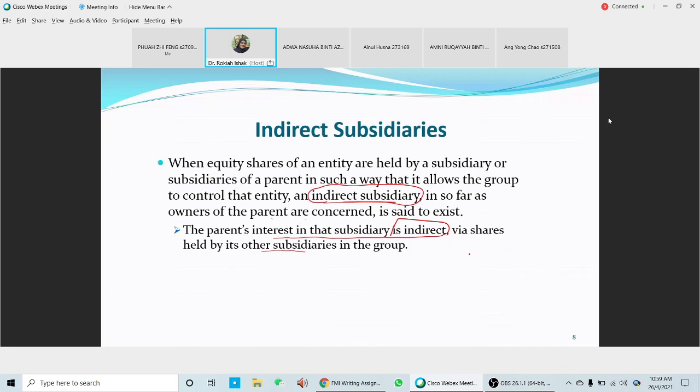So this is a simple one. The parent has shares in A and then A has shares in B. Here we have 80%, and this one is 60%. So indirectly, the parent has a control interest of 48%, indirectly through A. This is what I mean by indirect subsidiaries. So B becomes an indirect subsidiary of the parent through A.